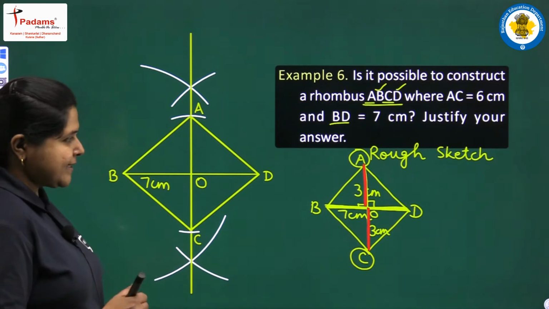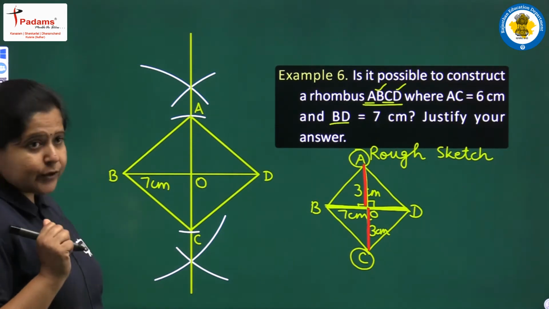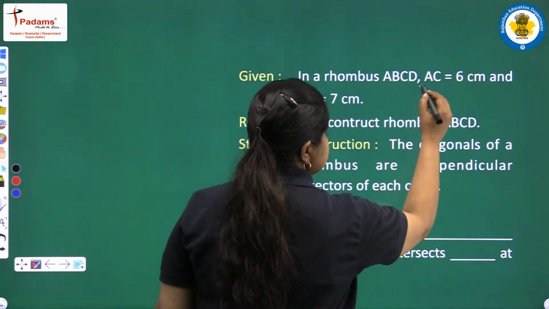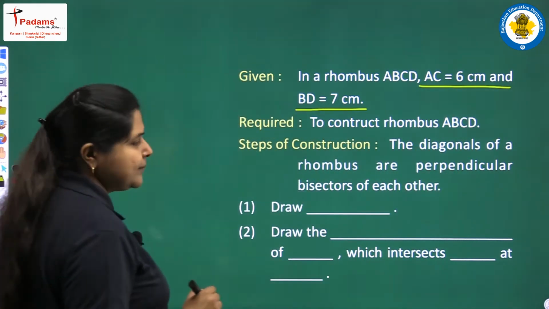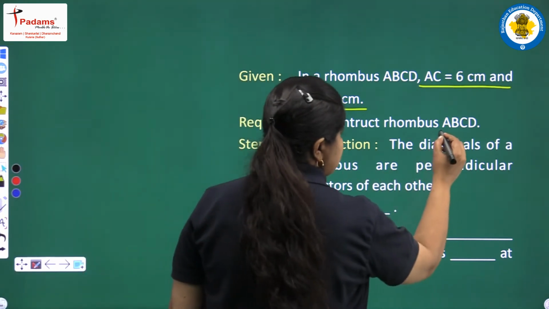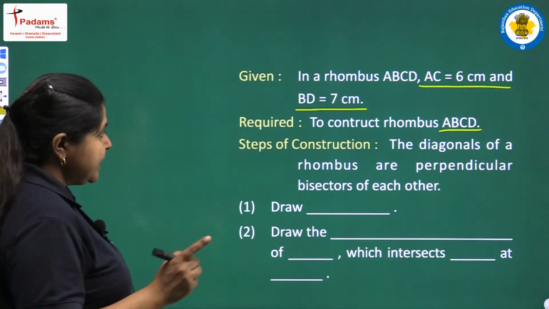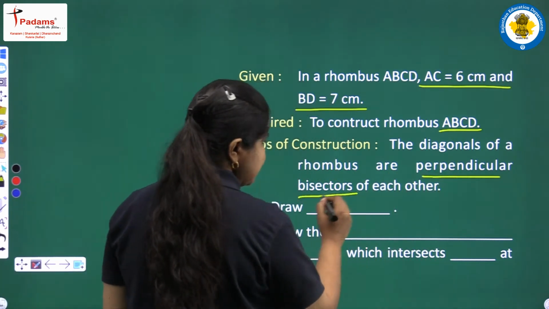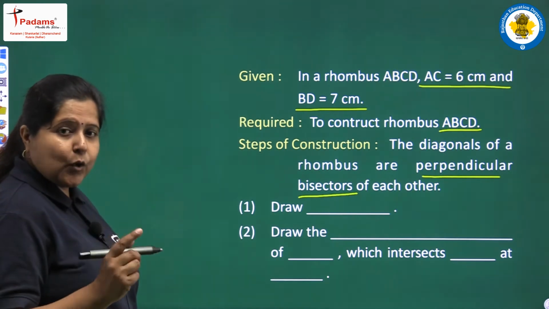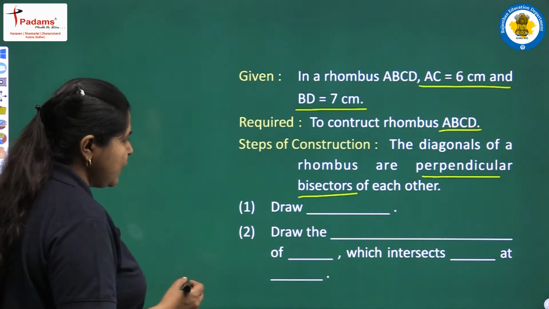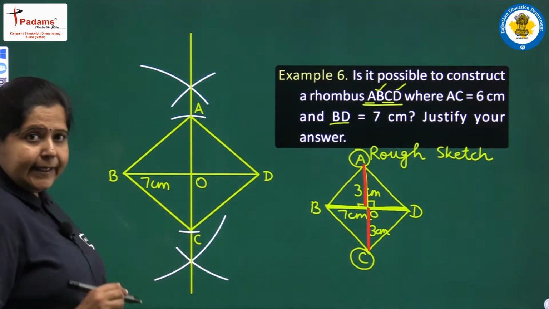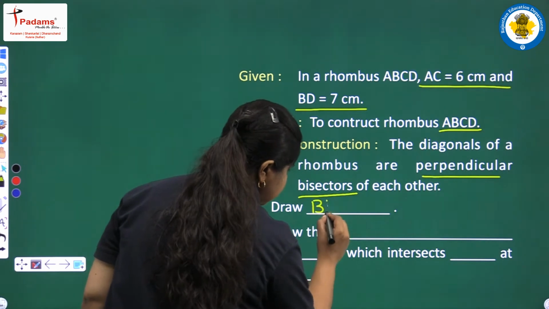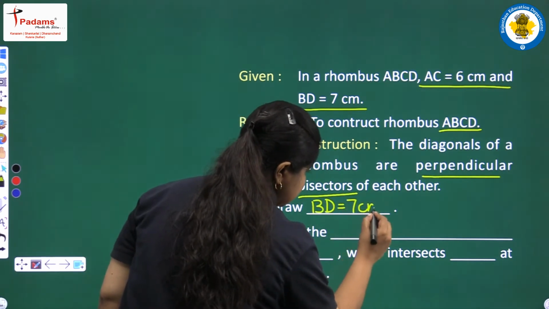Now we move on to the steps of construction. First, we will write whatever has been given to us. And so we have written in a rhombus ABCD. We have been given these 2 diagonals AC and BD, and it is required to construct rhombus ABCD. Here we will write the property. The diagonals of a rhombus are perpendicular bisectors of each other. And so we started it accordingly. First of all, we drew this diagonal BD of length 7 centimeter. So right here, draw BD equal to 7 centimeter.